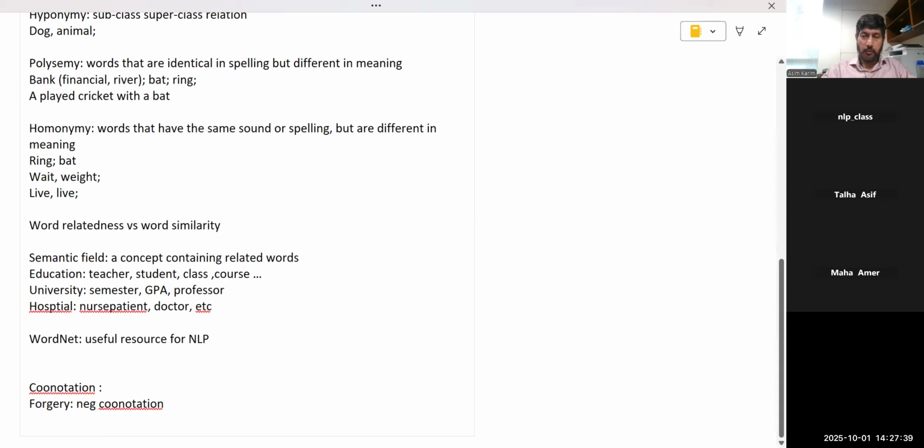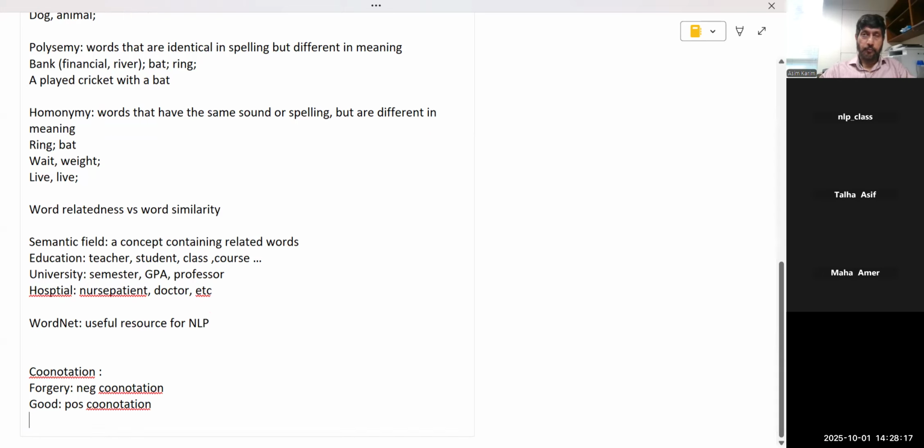Similarly, there might be other words. For example, if we take a simple word like good, this is obviously a positive connotation. Okay, so words may have connotations as well, and these are very useful whenever you're doing sentiment analysis. Positive connotation words would typically refer to a review or a sentiment that is positive, and negative connotation words would refer to a negative review.